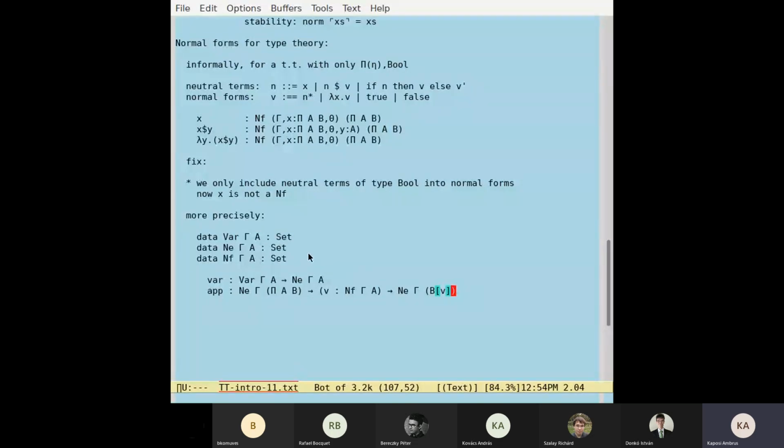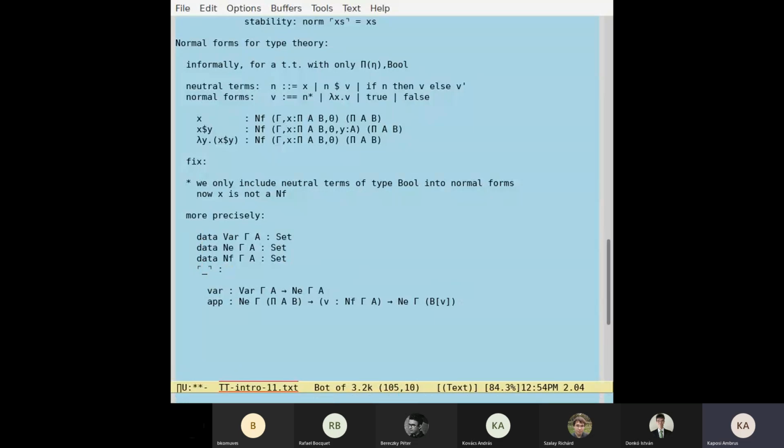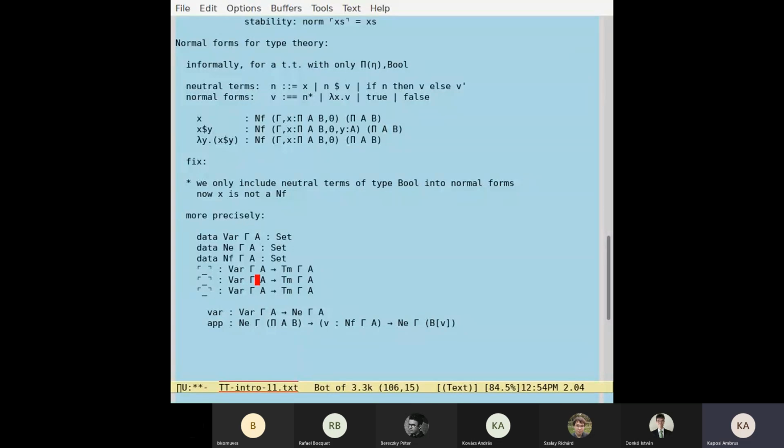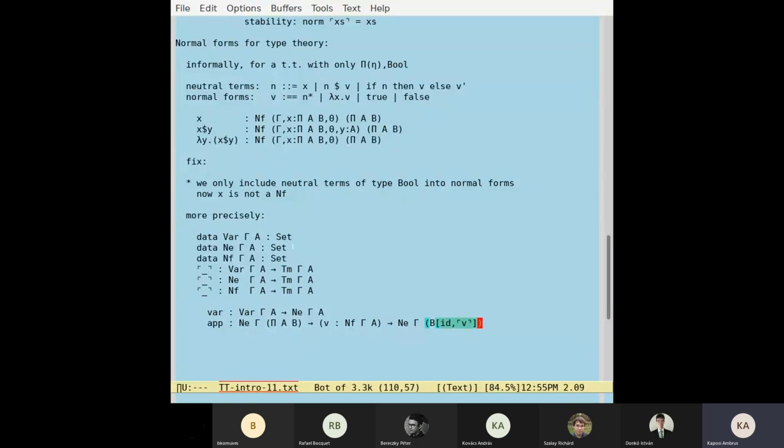So in fact, what I need to do is to define all of these strings at the same time as these inclusions. So I also need these inclusions. I want to go from var gamma A to Tm gamma A and so on. And also for neutral terms. And no, sorry, I shouldn't have normal forms. Now what I can do is take this value, put it into a term, and then I substitute B with ID comma this one. And now this makes sense.